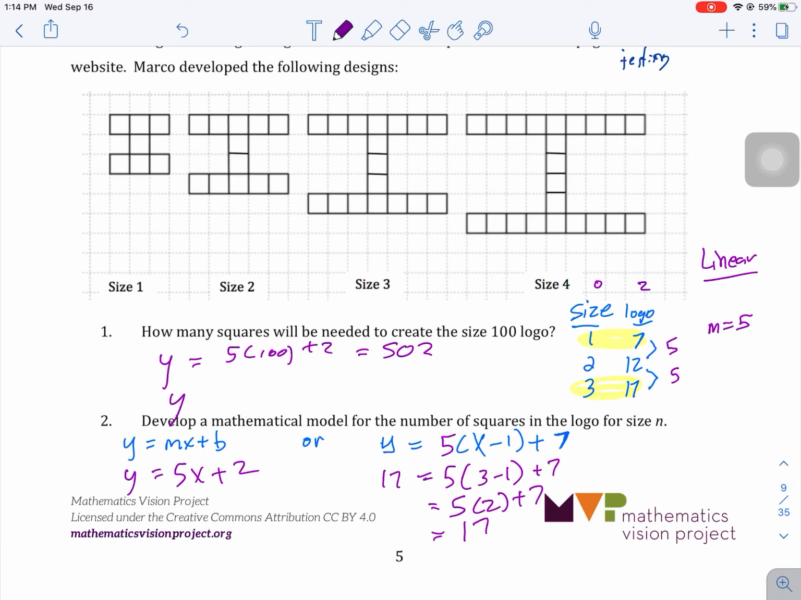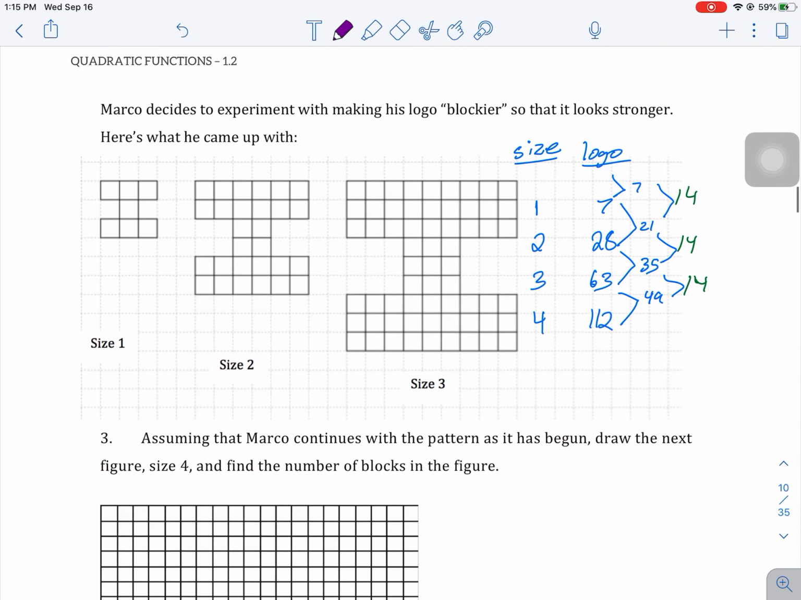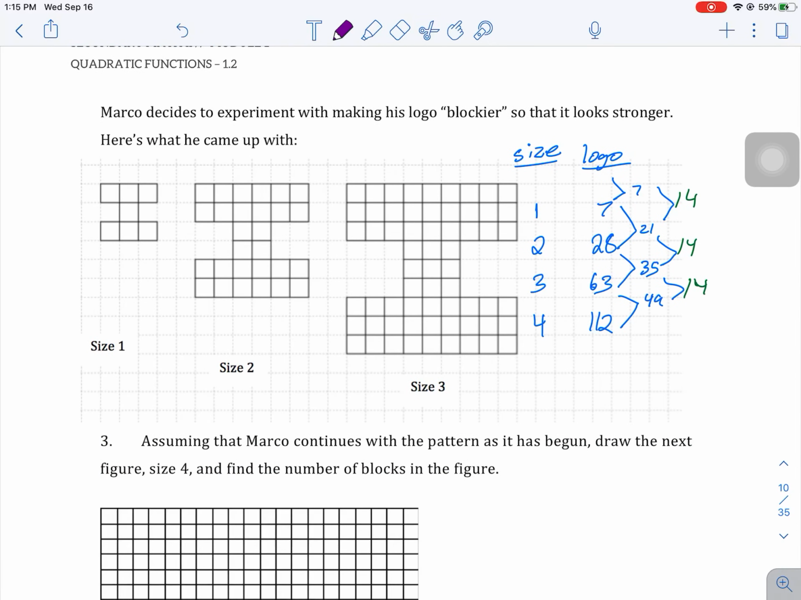Or you could use the other one, y equals 5 times (x minus 1), so 100 minus 1, plus 7, also equal to 502. That's the linear. The next one is the quadratic.